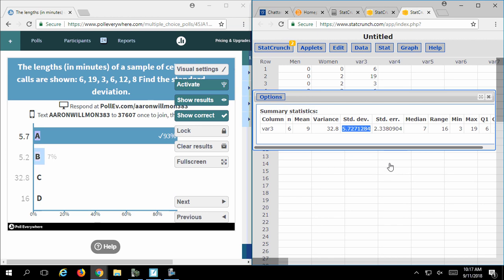What does that 5.7 mean? Right, it's the average distance that your data points are to the mean, which is your calculation of what the middle is. So our mean is 9. So you're saying of these data values, your typical distance from each data value to 9 is 5.7. Okay, that's what that standard deviation means.